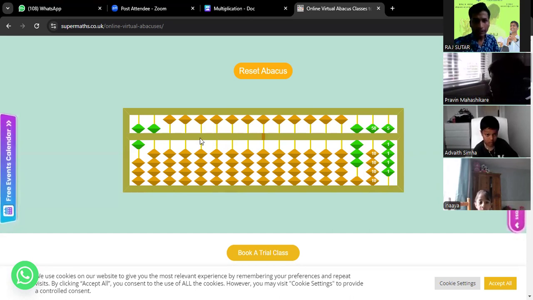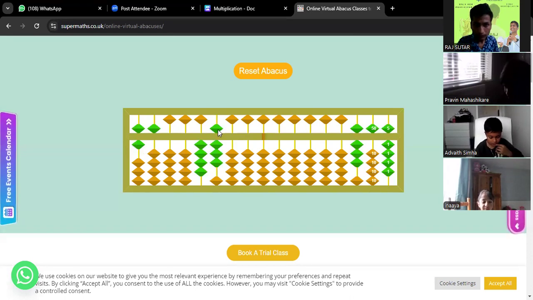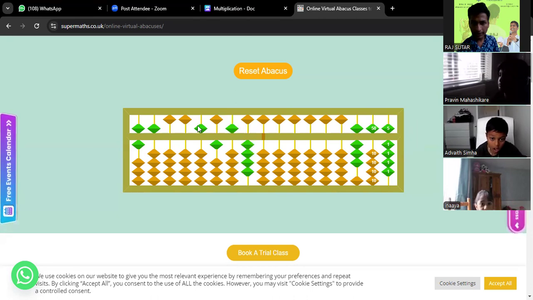First I will multiply 6 multiplied by 8. Advait, please focus here. 6 multiplied by 8 is 48. Getting it? Then I will do 6 multiplied by 5, which is 30. My 3 here and 0 here. And then 6 multiplied by 9, which is 54. So these three numbers are written.